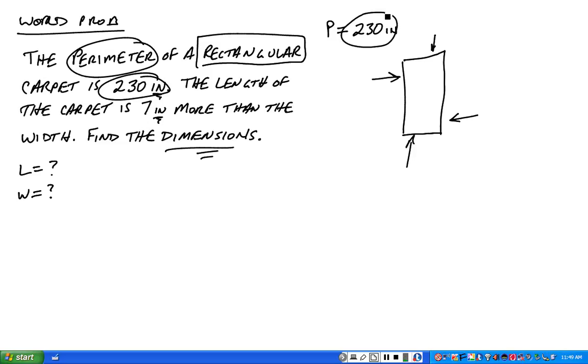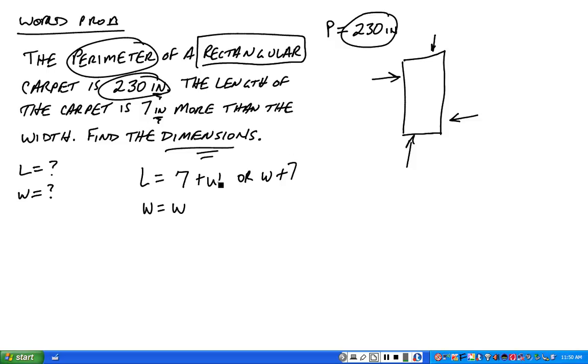Okay, now we begin to talk about the length and the width. It says the length of the carpet is 7 more than the width. So the length is 7 more than the width. Or if you like, you can write W plus 7, either way. But the question is, what is the width? Well, we don't know the width, so we just say it is W. Instead of using X like we've been using, we'll just use W for width, and we'll use L to mean length. We don't know what the width is, but we know the length is 7 more than the width.